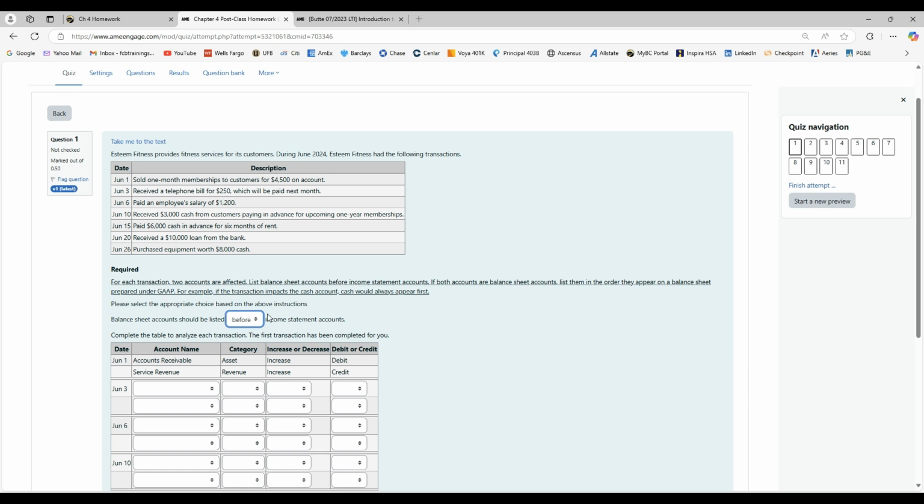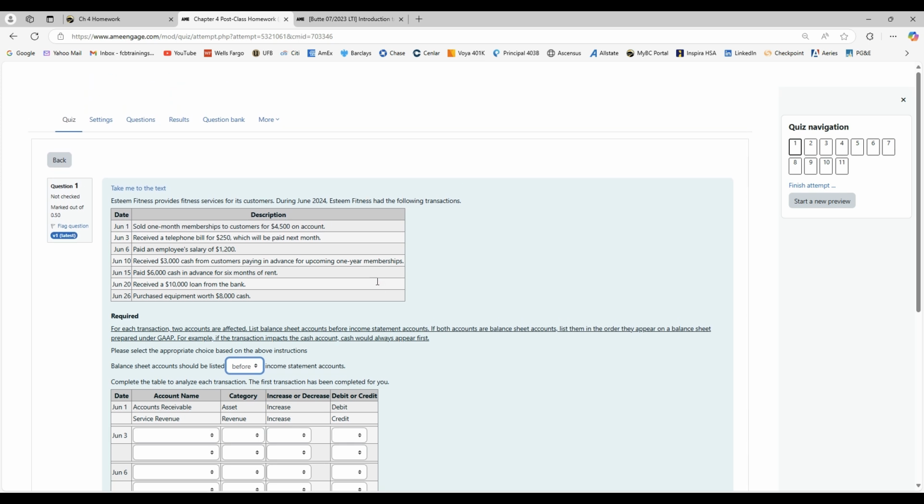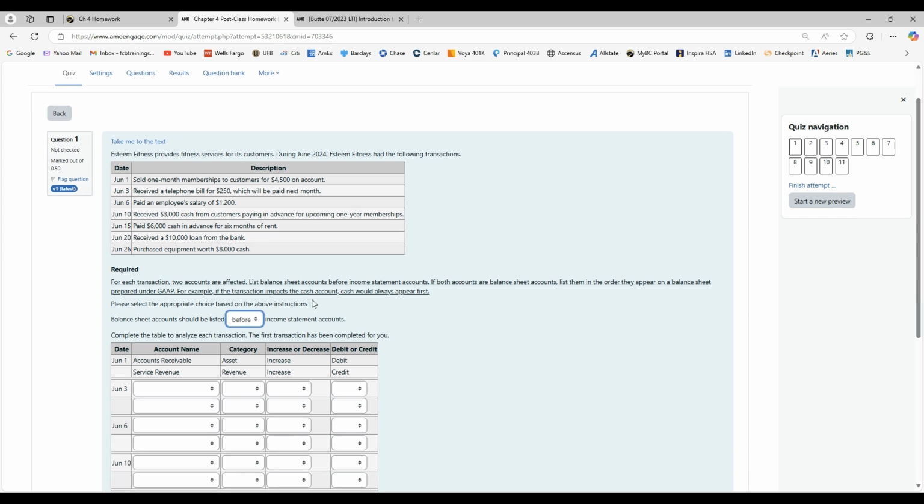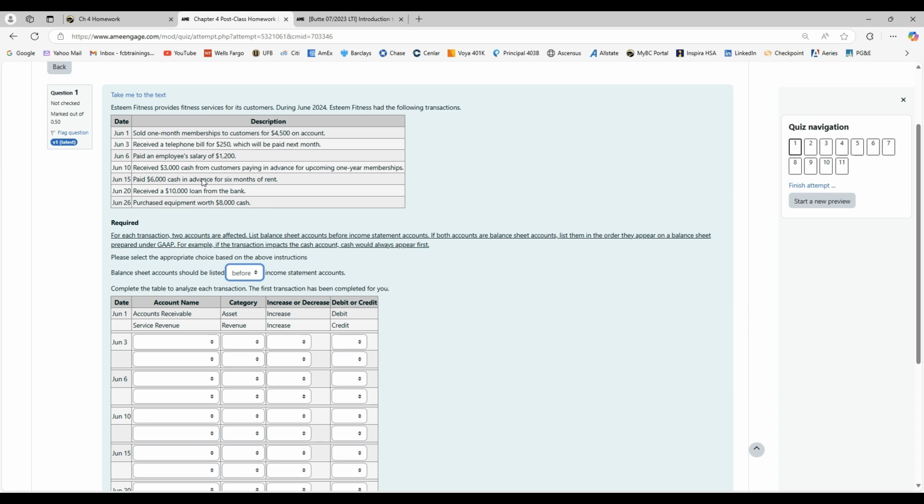So, one thing in the instructions here: we're going to list the balance sheet accounts first. Remember, balance sheet accounts will be our assets, liabilities, and equity, and our income statement accounts will be revenues and expenses. And if both are balance sheet accounts, list them in the order they appear. For example, cash is the most liquid account, so we'll put that first for assets. With that said, let's begin looking at the transactions.